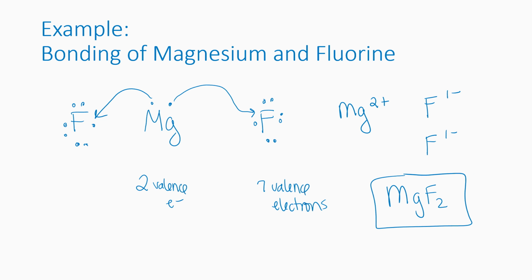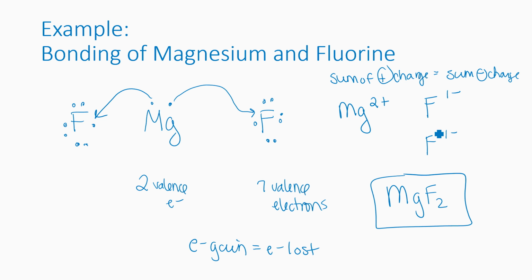So the key thing to notice is that electrons gained is equal to your electrons lost. And the other thing you should notice here, another way to think of it, is the sum of the positive charges is going to be equal to the sum of the negative charges. So notice how we've got 2 positive charges here, we have 2 negative charges.